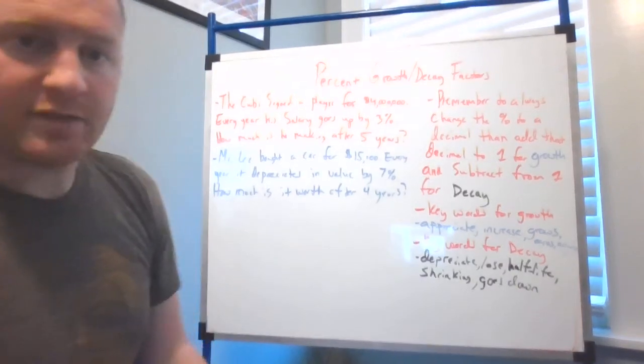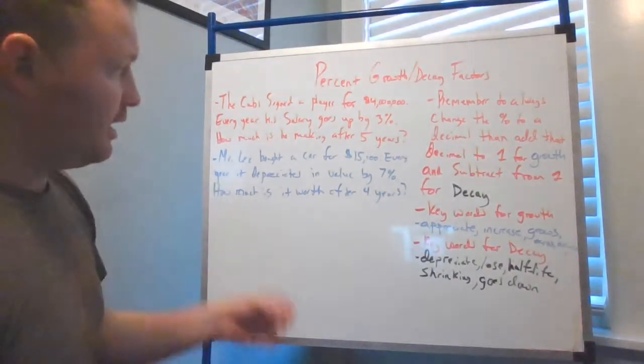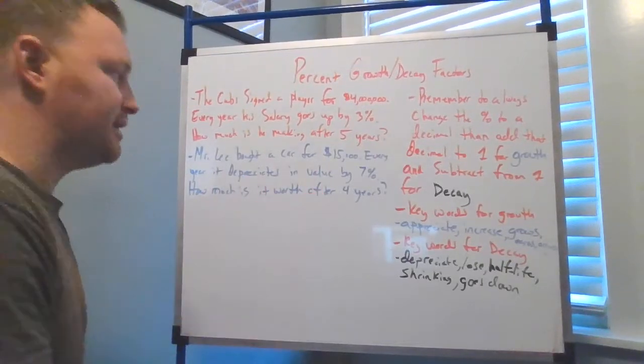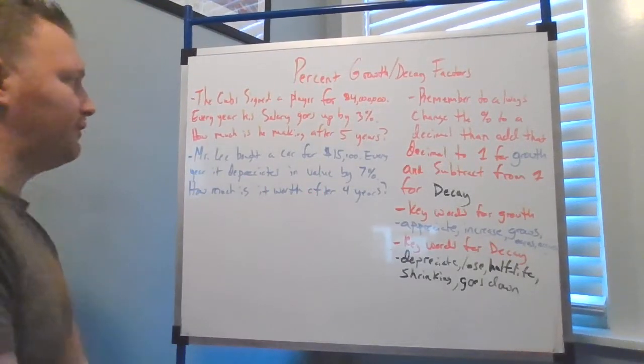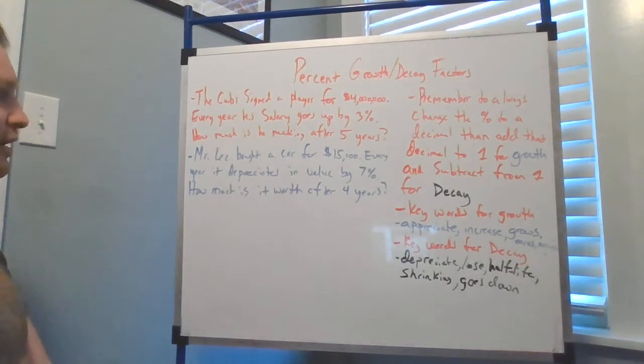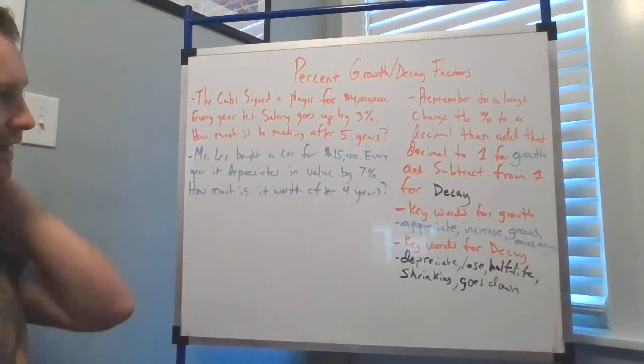Okay, so here's my last 2 examples for you guys. Another growth and decay example for you guys. So the first question says the Cubs signed a player for $4 million. Every year his salary goes up by 3%. I want to know how much he's making after 5 years.